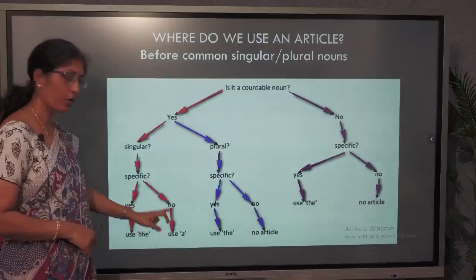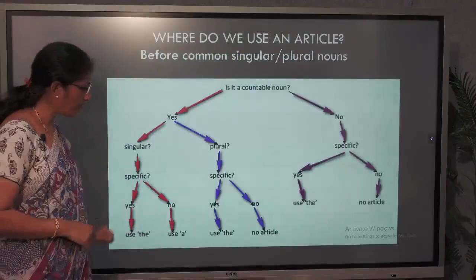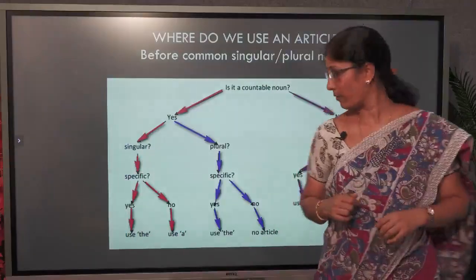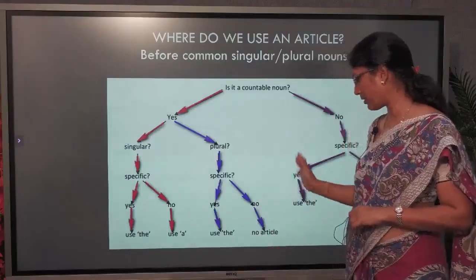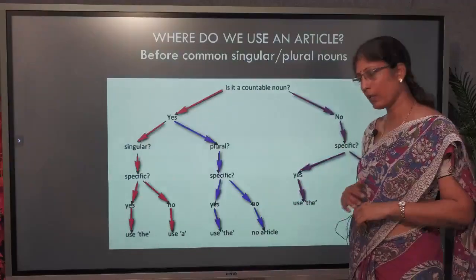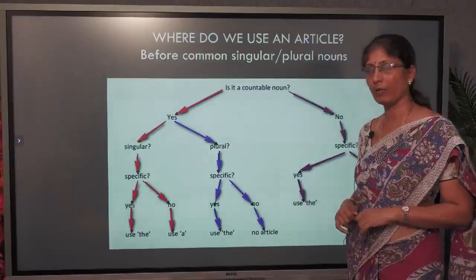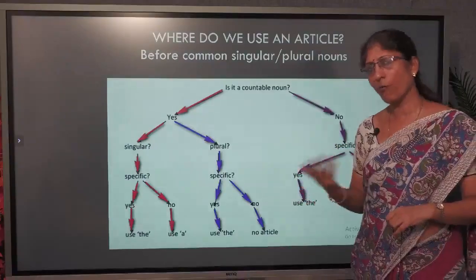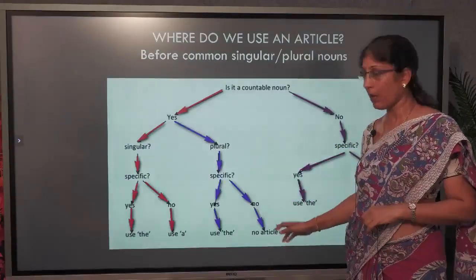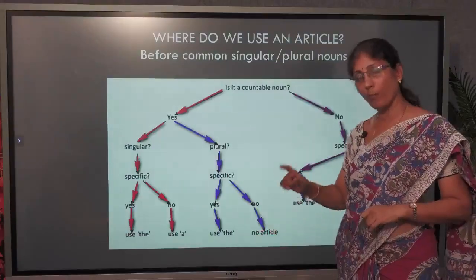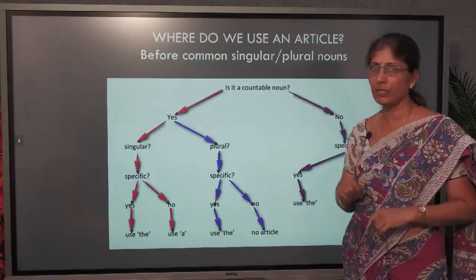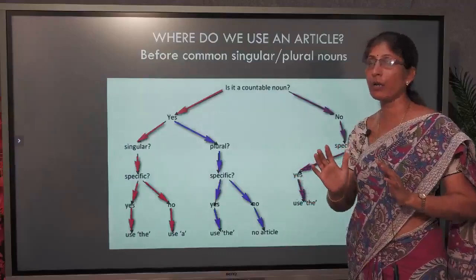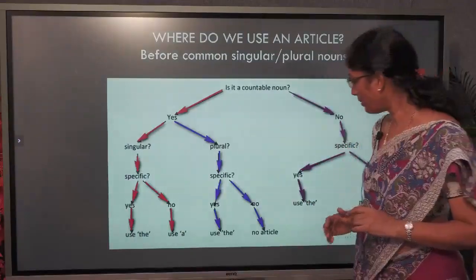Specific, non-specific. And then if it is a plural, again you ask the question, is it specific or non-specific? If it is specific, use the. If it is non-specific, there is no need of article before it. So in the beginning, I love books. That means I love any books. That is non-specific. If I want to say that I love the books written by Shakespeare, then the is needed. So just to give you the logic behind placing of an article.